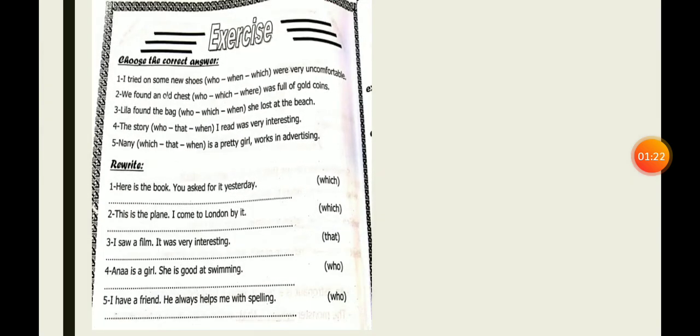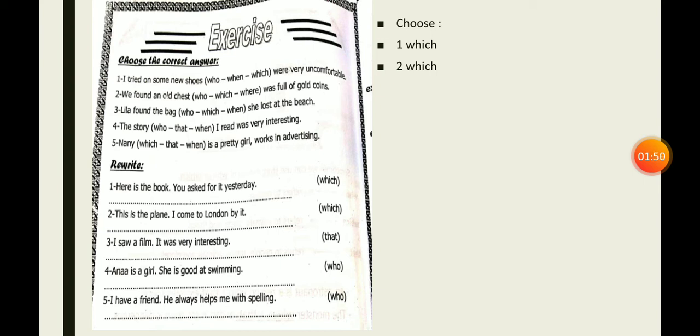Let's see our exercise. I tried on some new shoes. New shoes here is a thing or things. So I will use which were very uncomfortable. Number 2, we found an old chest. An old chest is also a thing, so we will use which was full of gold coins.